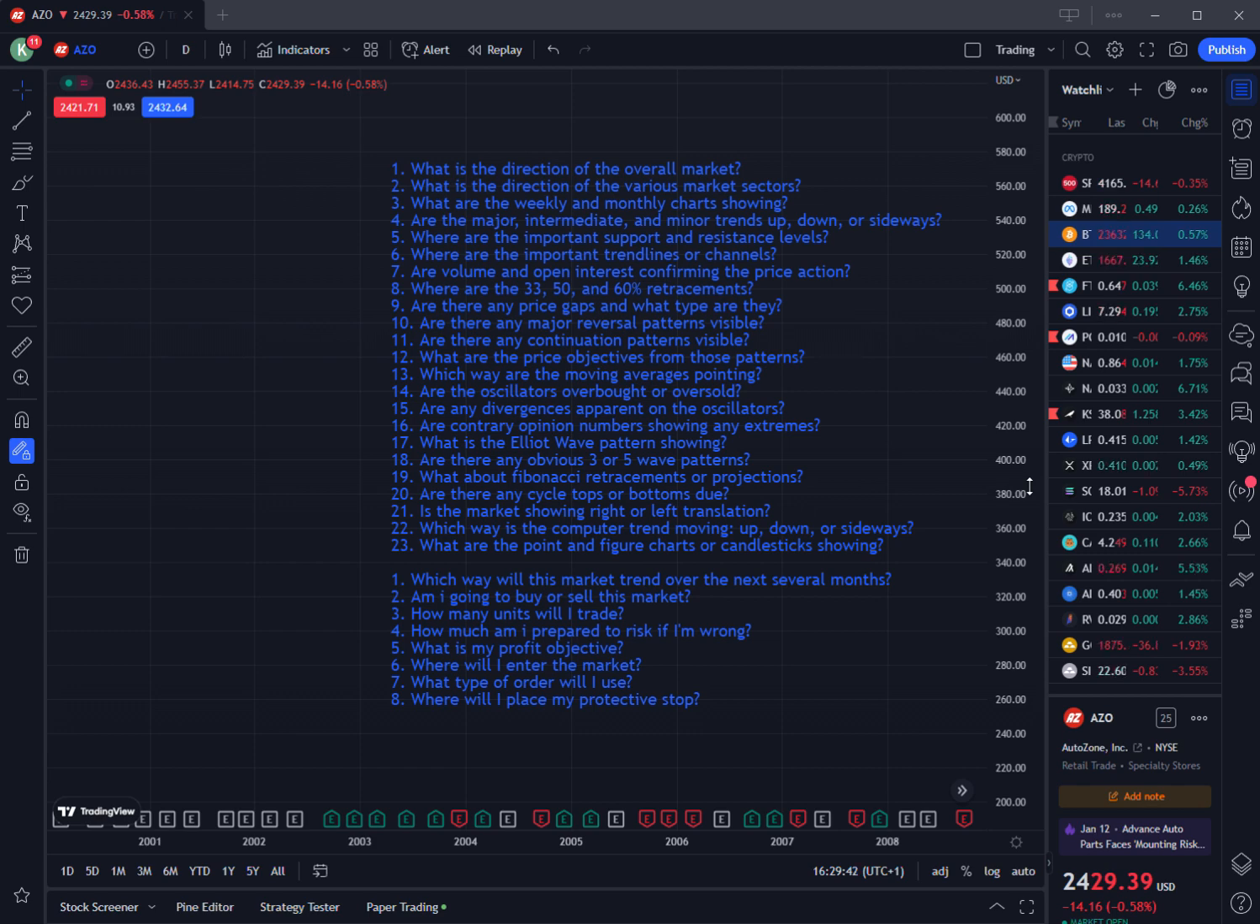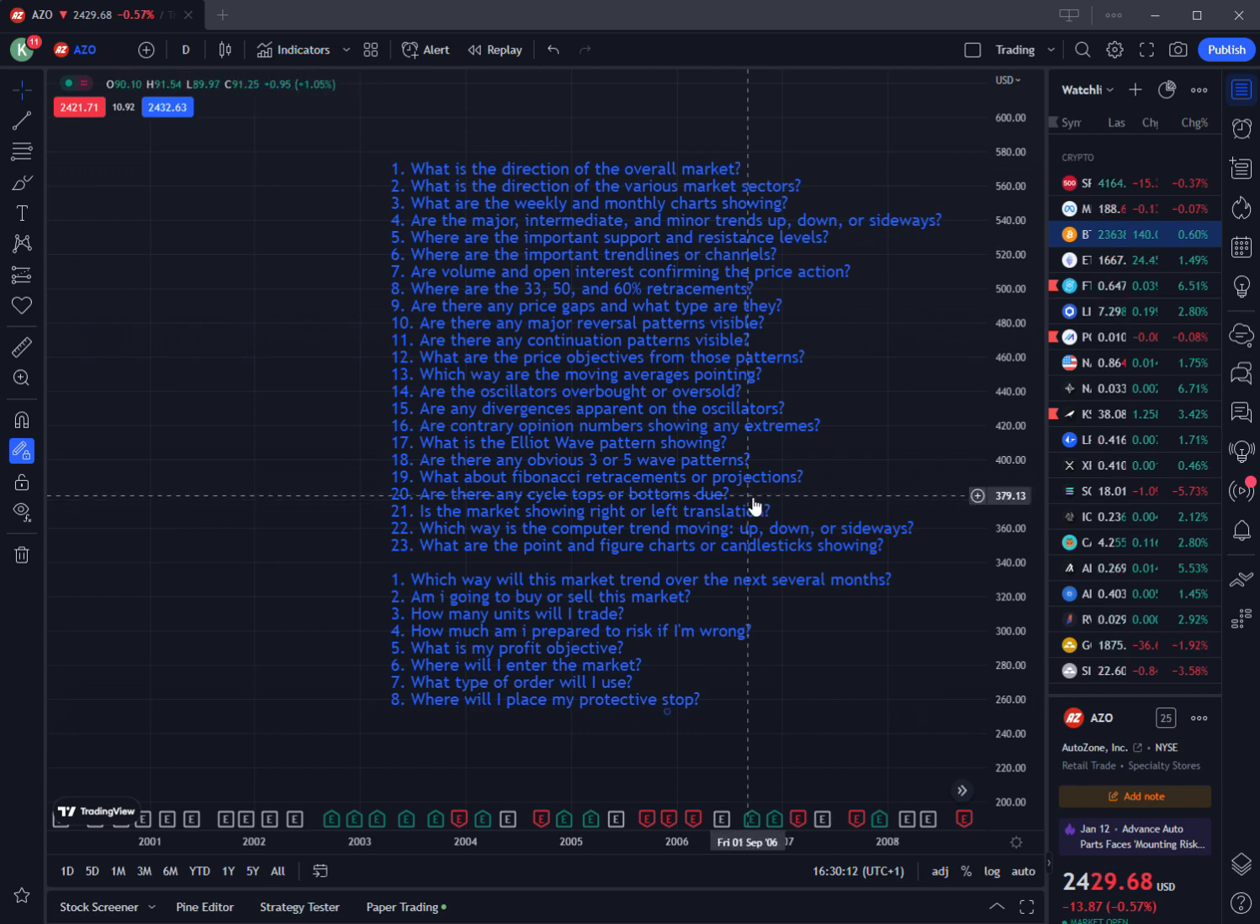Third one, what are the weekly and monthly charts showing? Basically, just like the fourth chapter, what is the major trend, which is 1 year or longer, the intermediate, which is 1 year to 1 month, I believe, and the minor charts, what are they doing? Basically, take the big picture and zoom in. So never start small and go bigger. You always want to take the big picture and just zoom in.